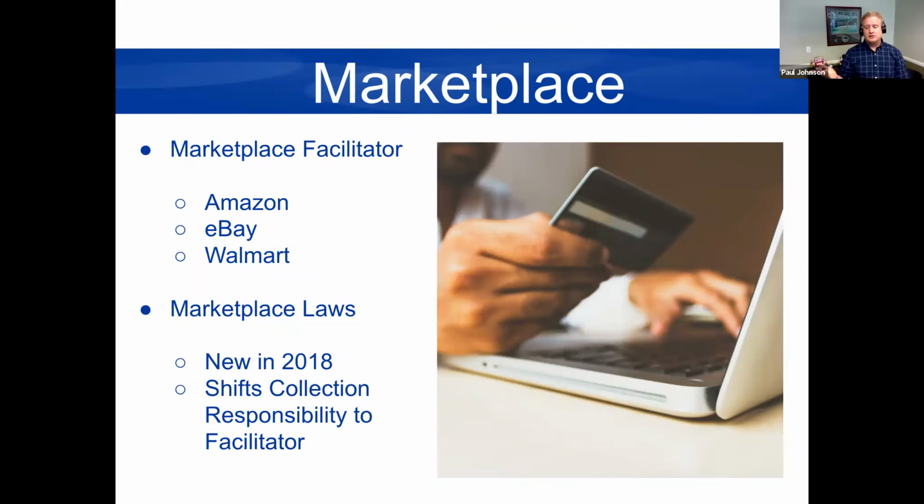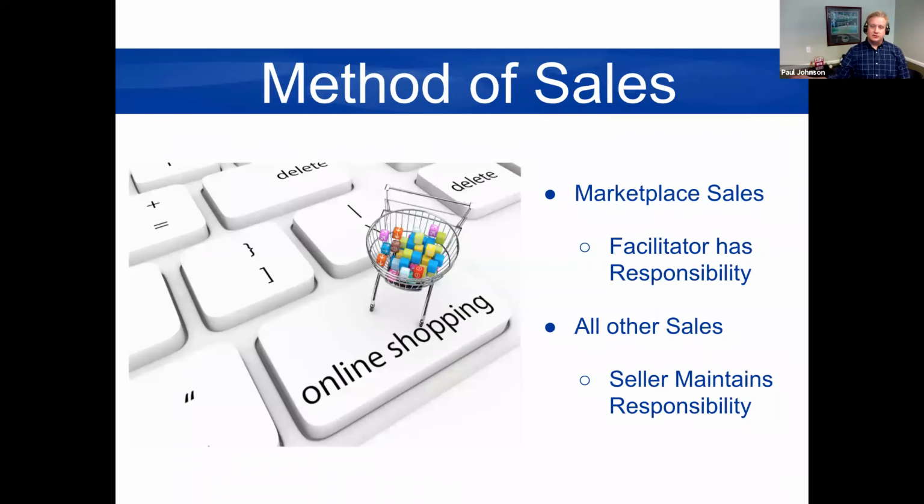And then the other complexity is, what if I make sales on another platform, like my own website, or maybe I have a physical location like a store. So the method of sales, you have your marketplace sales and then you have all your other sales. Those methods of sales really add complexity when it comes to filing and remitting sales tax returns on a monthly or quarterly basis for marketplace sellers or online sellers.